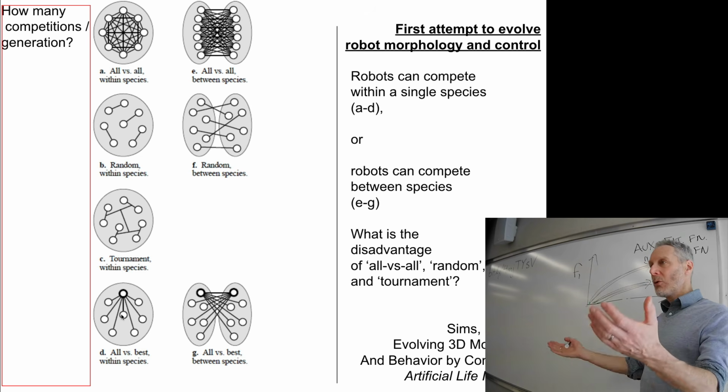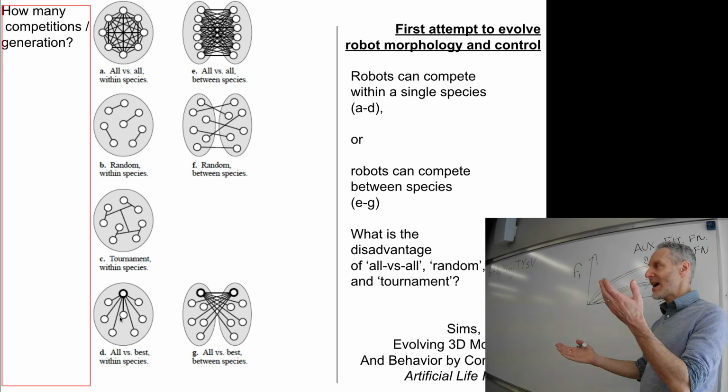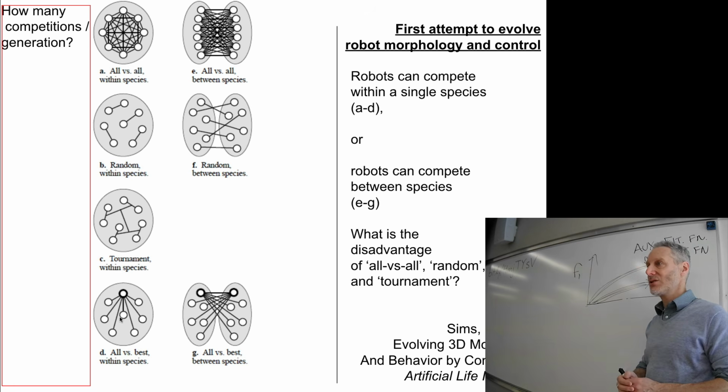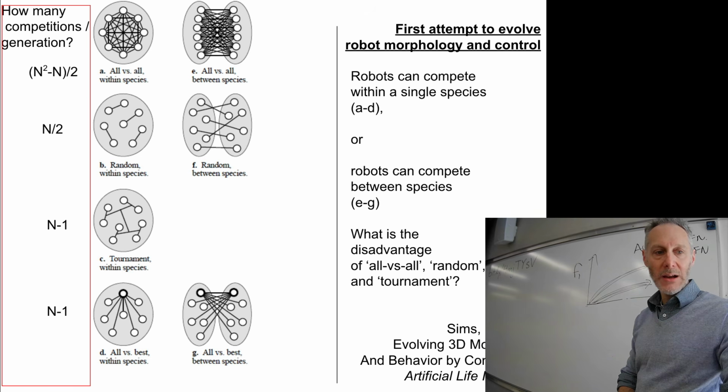So again, we're balancing fitness estimation against computational efficiency. How many individuals do we need to evaluate in each generation when we do all versus best as a function of n? N minus 1. Okay. All right, there we go.